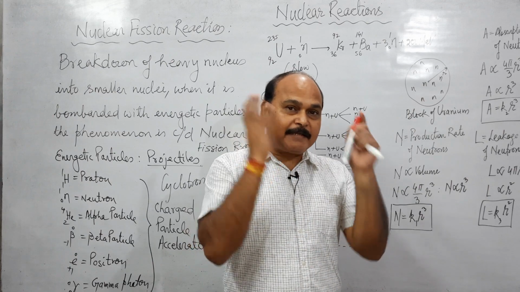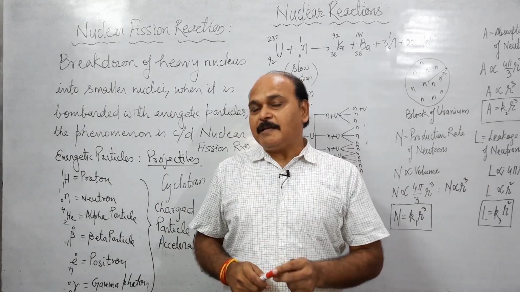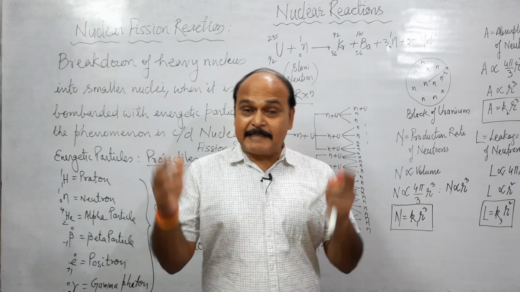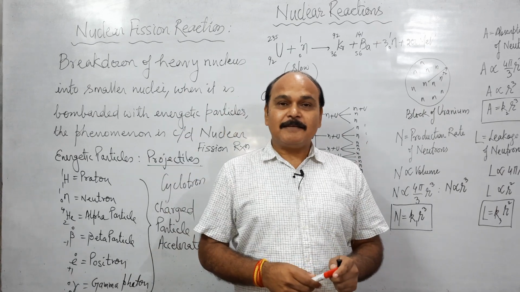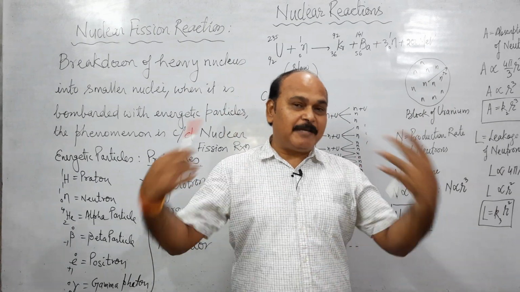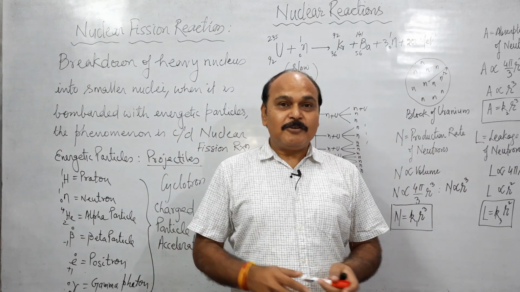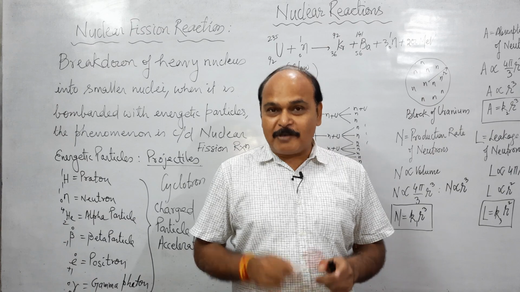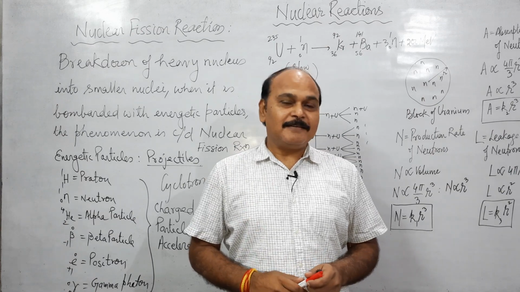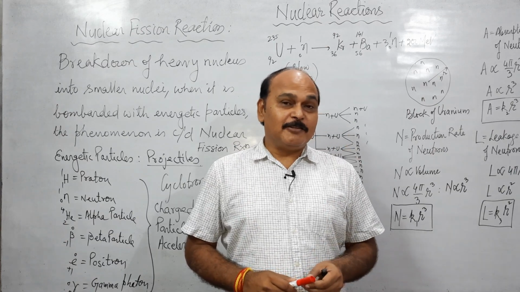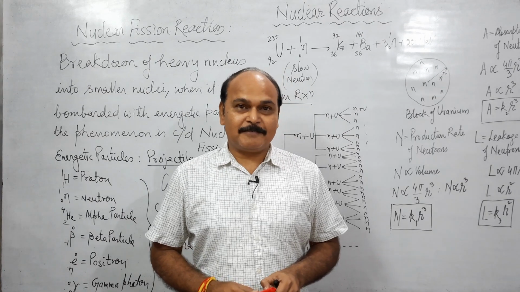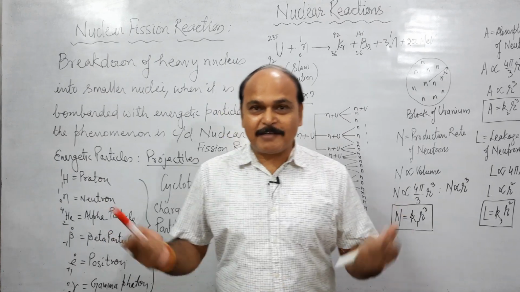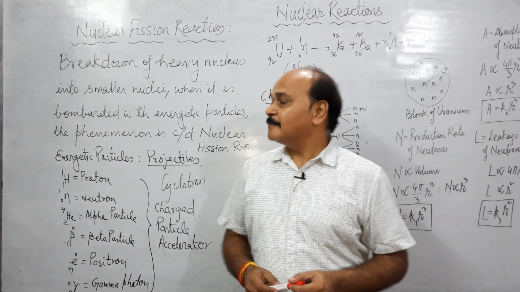Since these lighter and very heavy nuclei have lesser binding energy, their stability is less. And in order to gain stability, they execute two different types of nuclear reactions. One of them is nuclear fission reaction, the other one is nuclear fusion reaction. So let's begin the day with nuclear fission reaction.